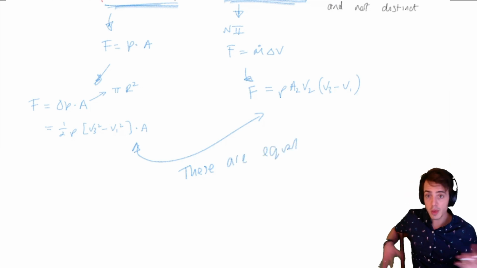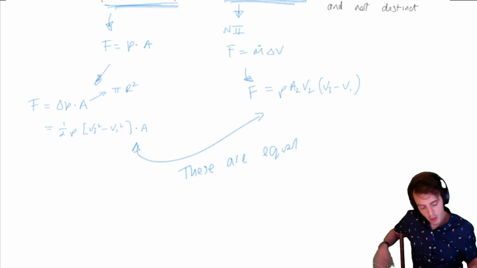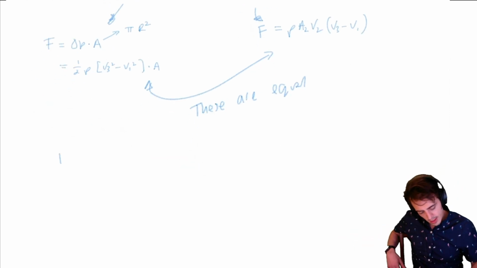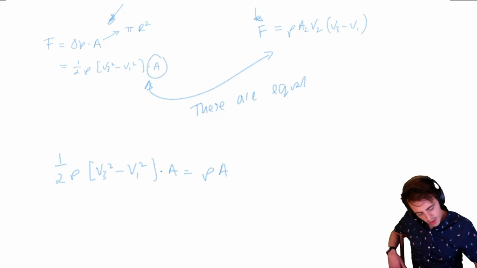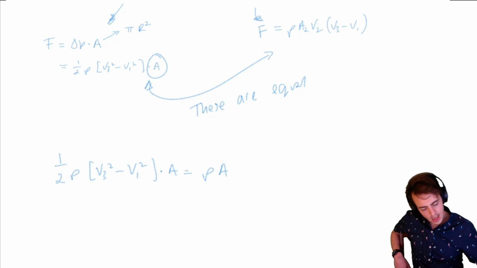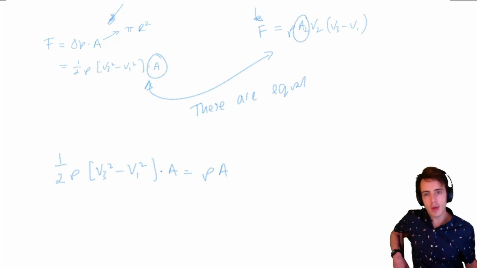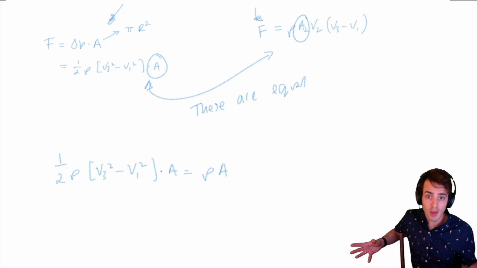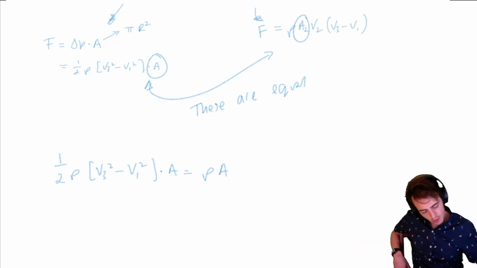Because they're equal to each other, we can make them so, and then we're going to come across quite a useful observation here. We'll take the left-hand side, a half rho, V3 squared minus V1 squared, multiplied by A, is equal to rho A2. I've called it A on this side and A2 on the right hand side. In both cases, it is just the disk area. So on the right hand side, I've got rho A, V2, V3 minus V1.